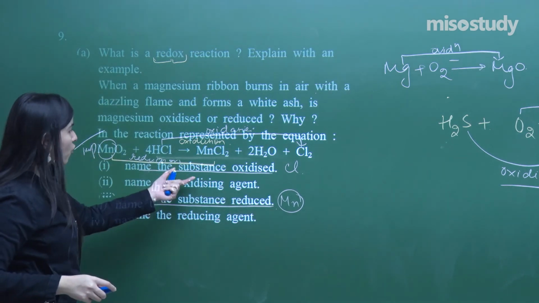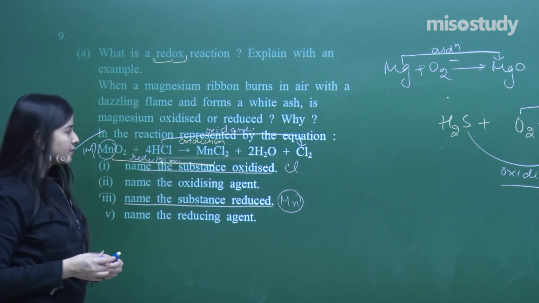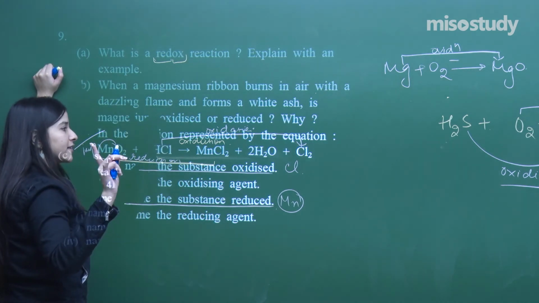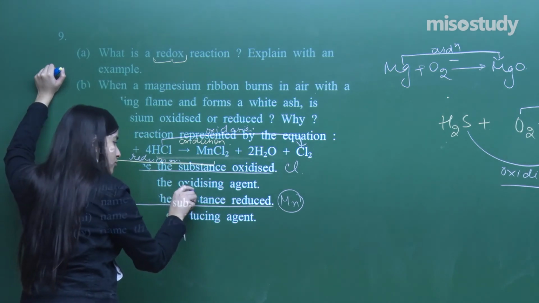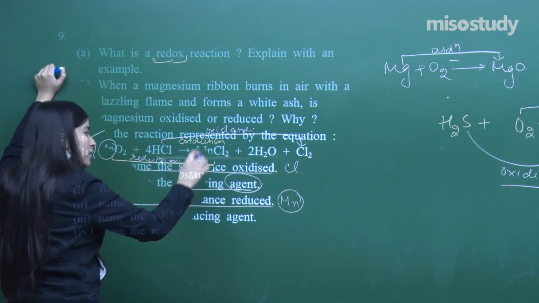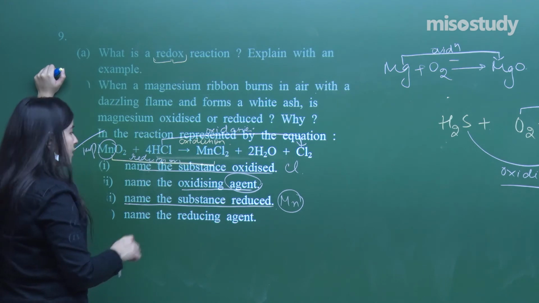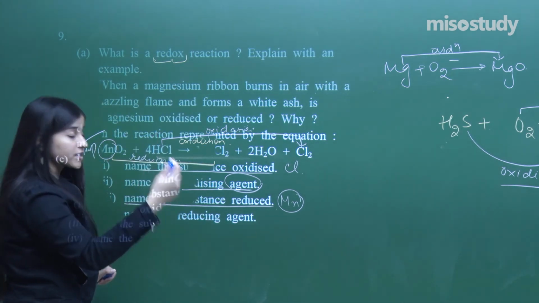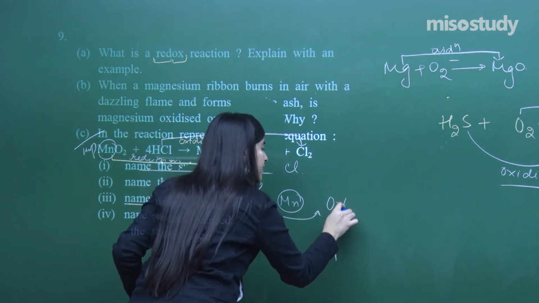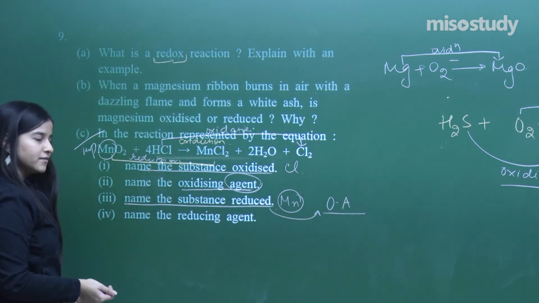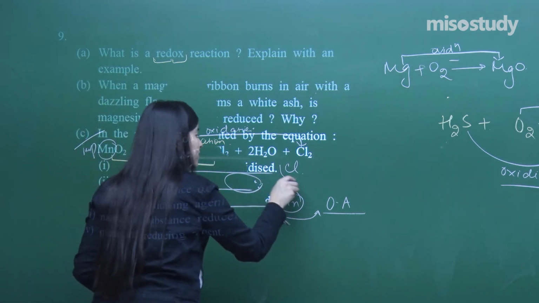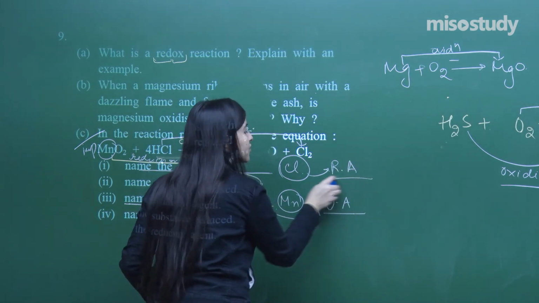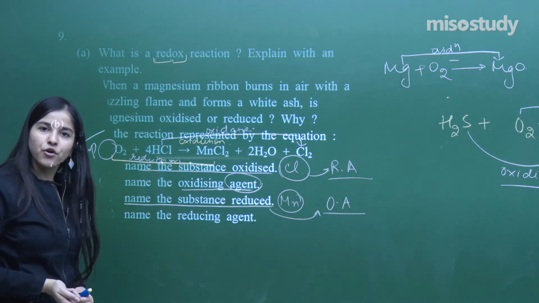Now, who is oxidizing the chlorine? Can you tell me? Who is responsible for that? What you need to remember is that whenever they are asking about the agent, agent means who is doing this particular work. The substance which gets reduced becomes the opposite, that means oxidizing agent. Cool? And the substance which gets oxidized becomes the opposite, that is the reducing agent. So you just need to remember this and you have got the answers.